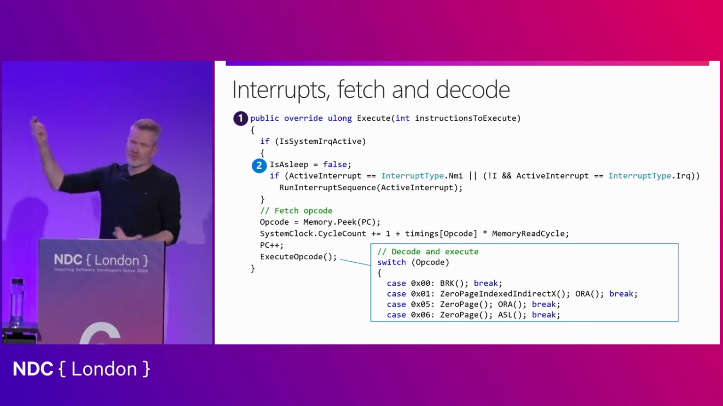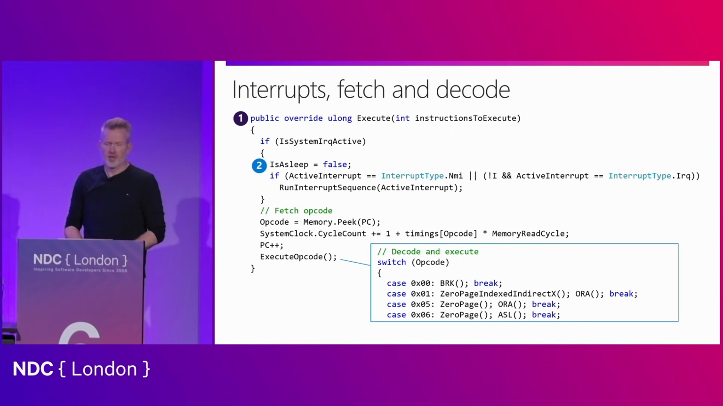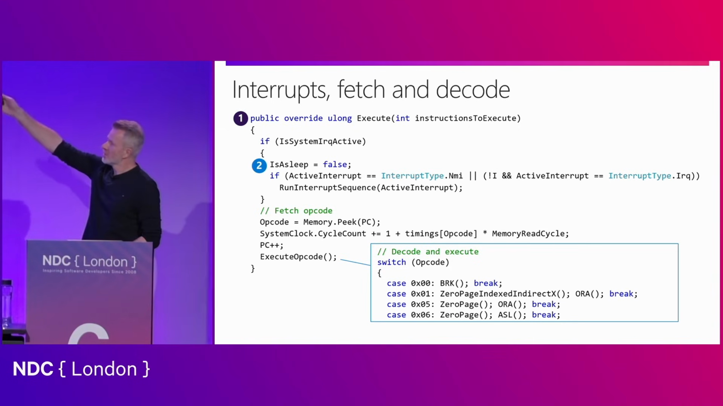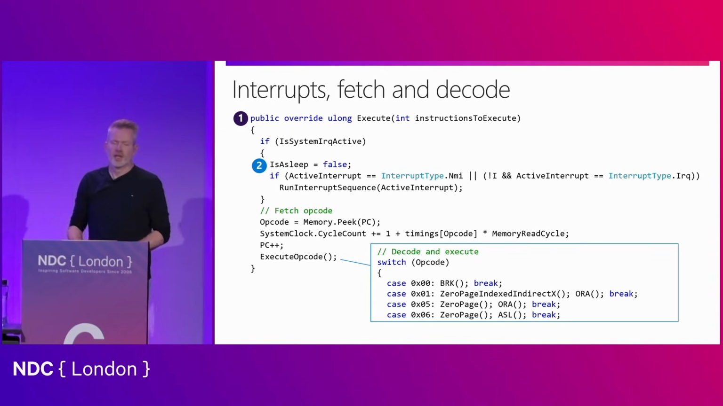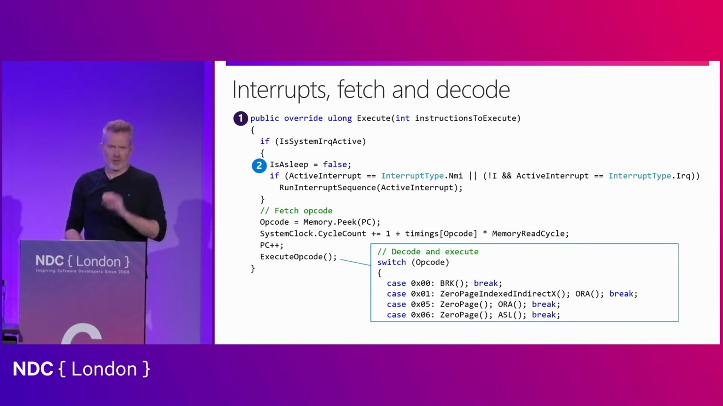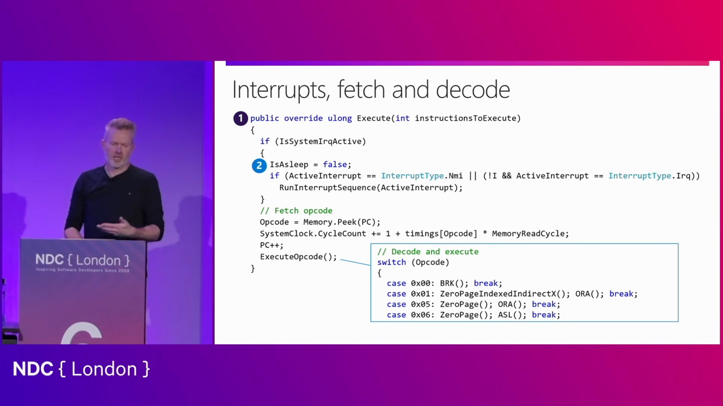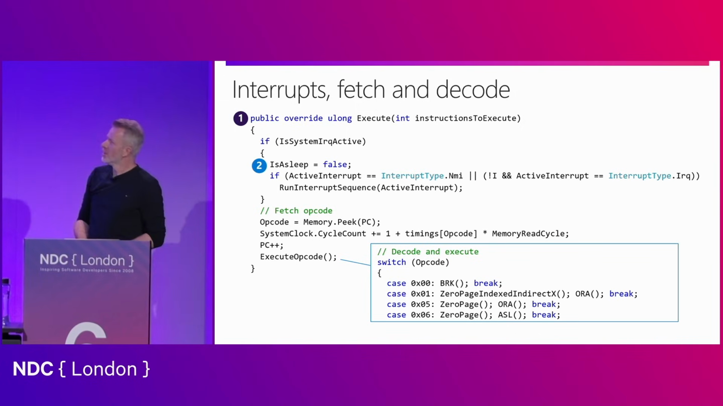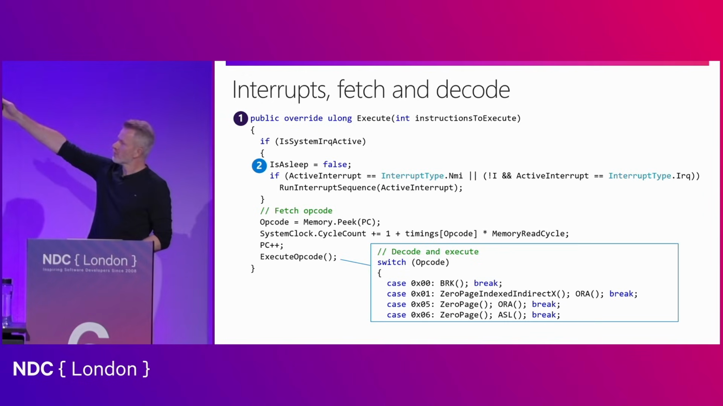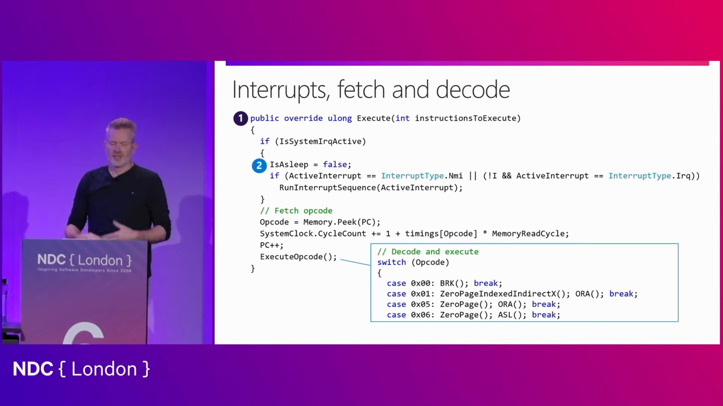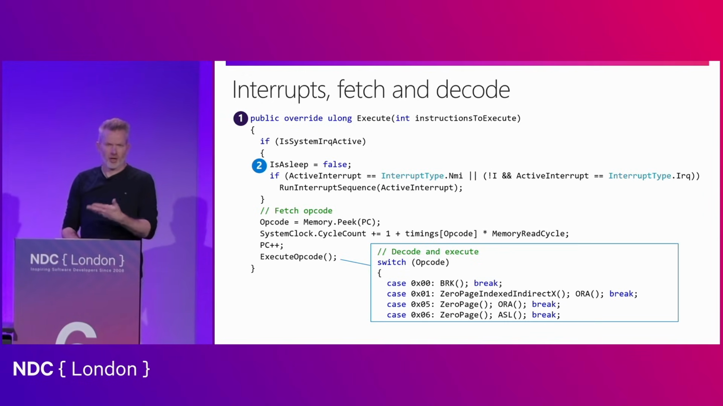But the 6502 can be put to sleep and woken up by an interrupt, and this is what you see: if there's a system IRQ active, we wake the CPU because that is built in, and then we check, can we run the interrupt sequence? Sometimes the non-maskable one makes it go through, or if the interrupt disable flag is not set and you have an interrupt request, IRQ, then we need to run this complex sequence of things before we go into the service routine.